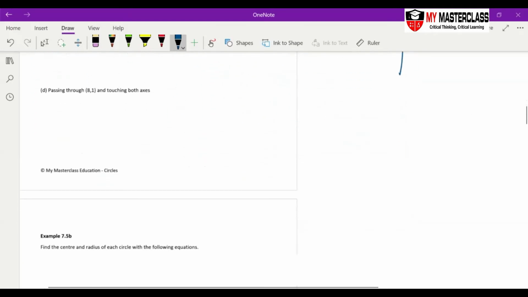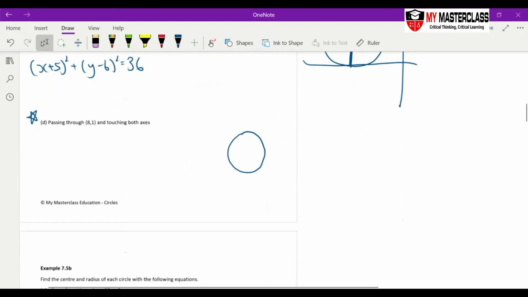So all these are how you use the information to get the equation of a circle. The very hard one, this one you must know. It passes through (8, 1). It's not center (8, 1), it passes through (8, 1) and it touches both axes. It's very unique. It could be here, it could be somewhere.